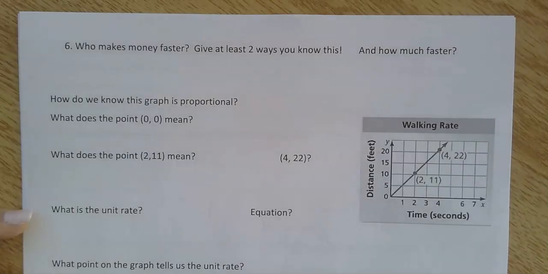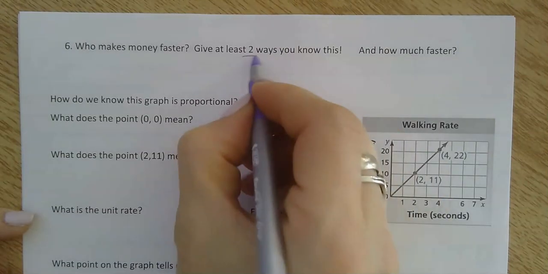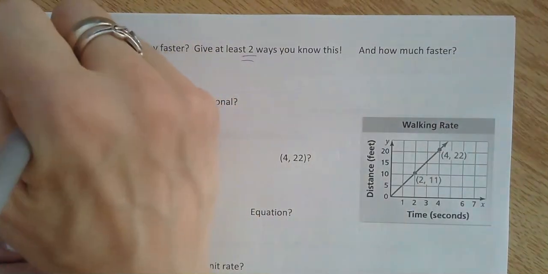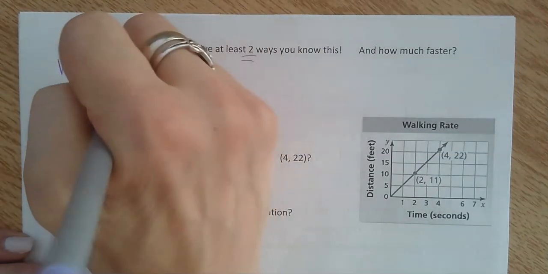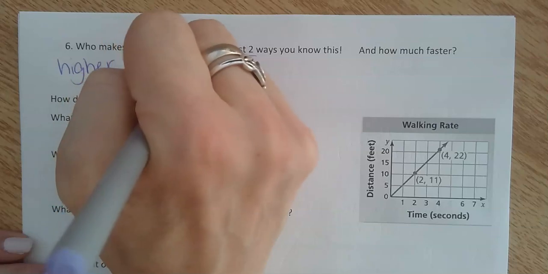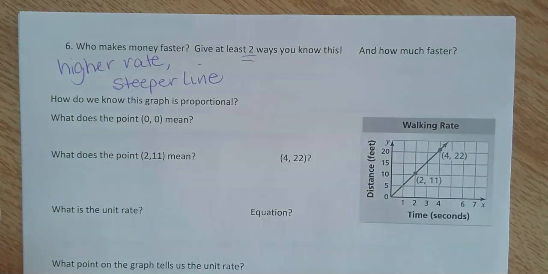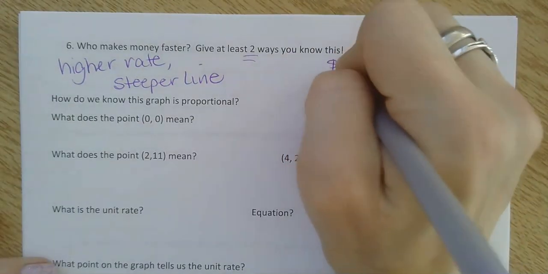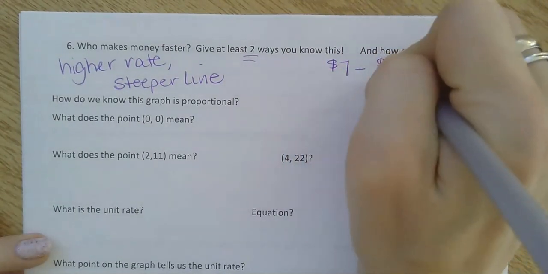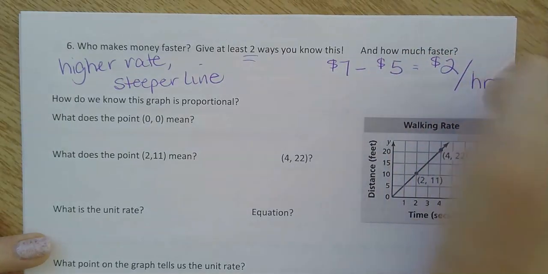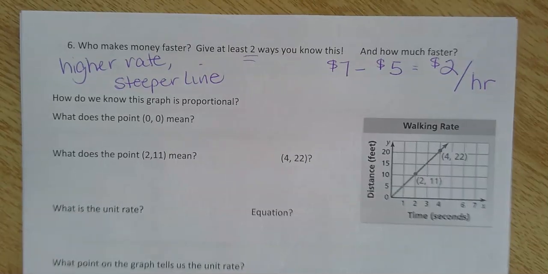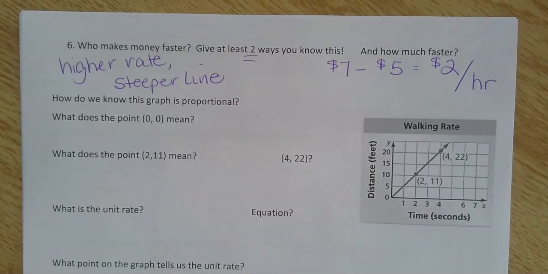Okay, go ahead and flip to the next page. Who makes money faster? Well, your friend does, right? 2 ways that I know this. They have a higher rate, and they have a steeper line. Right? Their line goes up faster, and their rate is bigger. How much faster? Well, $7 minus my $5 means they earn $2 per hour more than I do. So simply taking and subtracting those 2 rates to see how much more they earn.